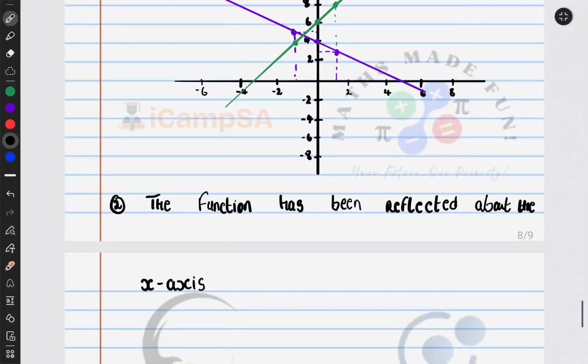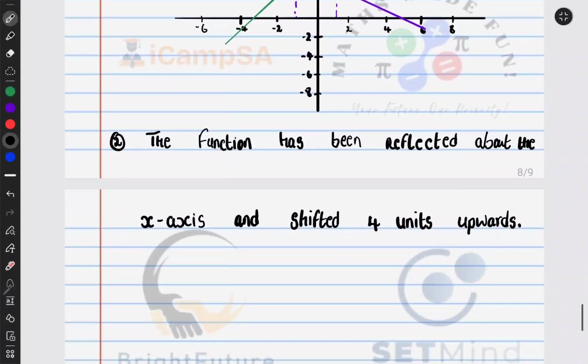So the function has been reflected about the x-axis and shifted 4 units upwards.